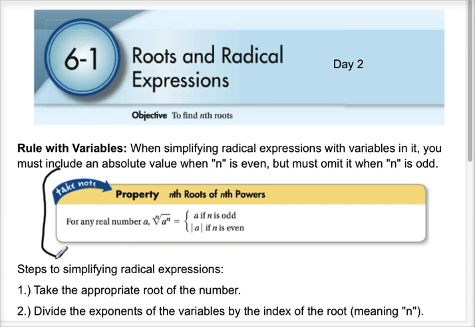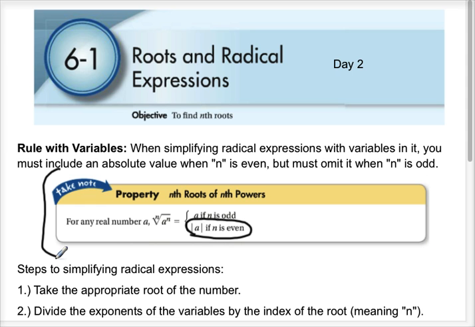So remember last time we talked about that plus and minus stuff? Well, again, when it was odd, it didn't matter. Same thing with this rule, okay? It only matters when it's even. When n is even, you must include absolute value signs. All right? To make sure that we're discussing the principal root.